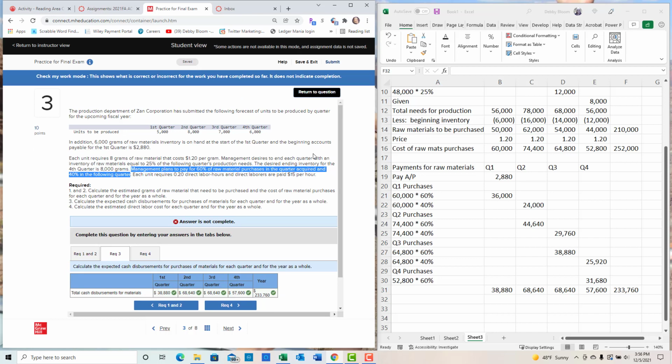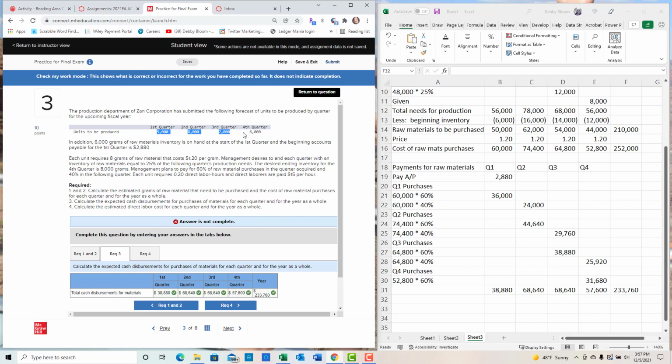Now that we've got this part right, let's work on requirement number 4. Calculate the estimated direct labor cost for each quarter and for the year as a whole. Direct labor cost is much easier than materials because materials are inventoried while direct labor is not inventoried. So while we have beginning and ending inventories of raw materials and of units produced, we do not have beginning and ending inventories of labor.